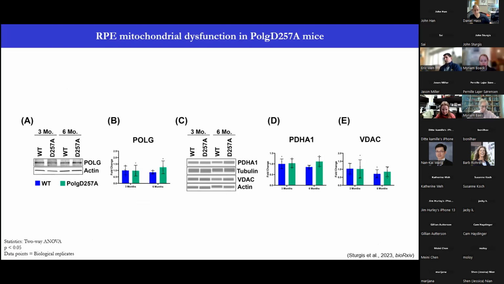So now turning to our actual RPE protein lysates, we looked at the same exact things. POLG was again not increased or decreased with aging or genotype. In this, however, PDHA1 and VDAC both were not significantly changed, unlike the retina where we did see significant changes in both of those mitochondrial membrane markers.